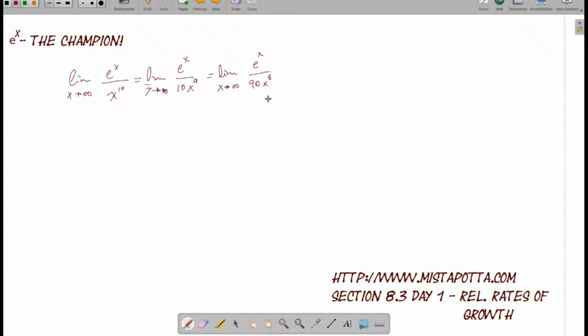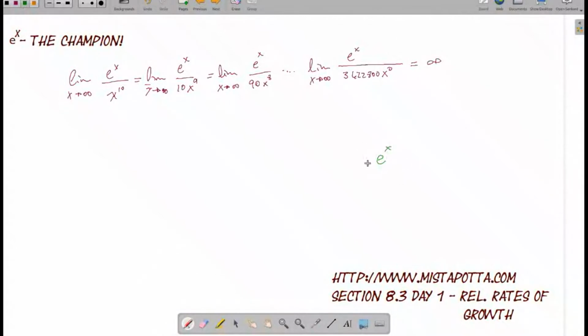And of course, every time I take this derivative, my polynomial is going to go down a degree, even though this constant is going to get bigger. So my constant is going to be 10 times 9 times 8 times 7 times 6 times 5 times 4 times 3 times 2 times 1. So I'll actually end up with e to the x over 3,628,800 times x to the 0. When I finally take that last derivative, that makes this no longer a polynomial, but instead a constant. And no matter how large this denominator is, if it's a constant denominator, and my function at top is variable and increasing without bound, this limit is going to tend towards infinity.